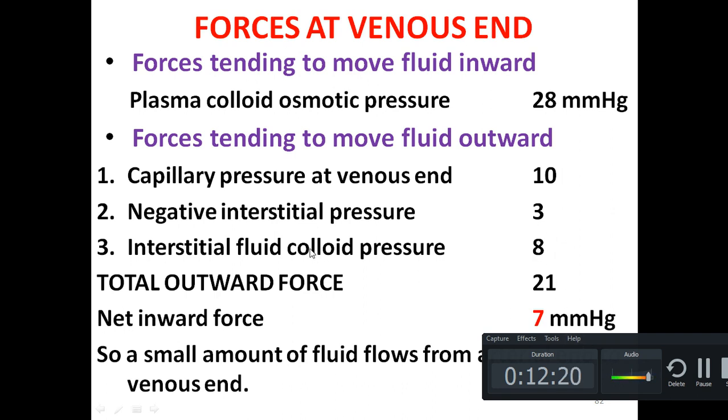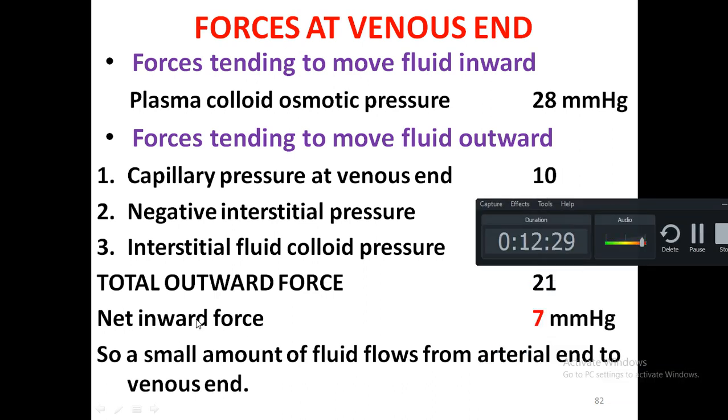So the net force that is trying to move the fluid outward is 21 millimeter, and the net force that is tending to move fluid inward is 7 millimeter of mercury. So a small amount of fluid flows from the arteriolar end to the venous end. That means at the arterial end, fluid is filtered to the interstitial space, and at the venous end, the fluid is again reabsorbed back into the circulation.